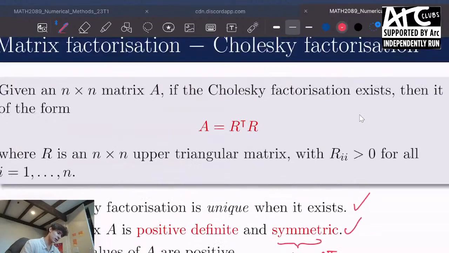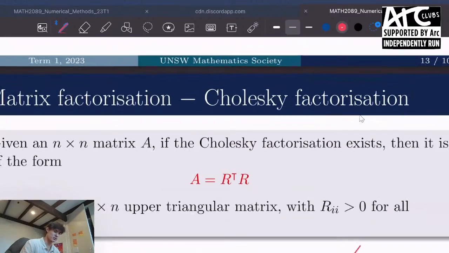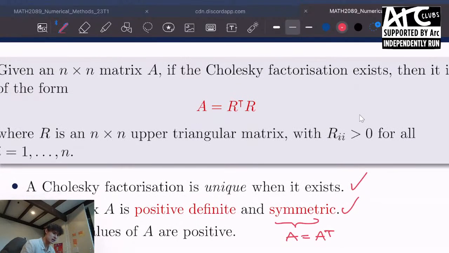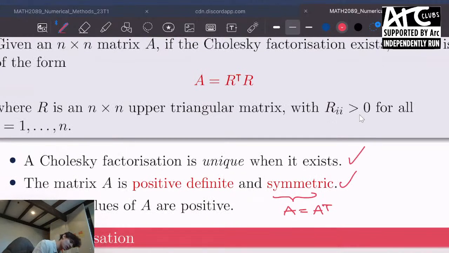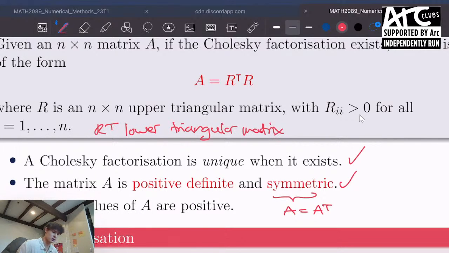So now, in terms of a Cholesky factorization, what exactly is it? Well, it's a factorization of the form R transpose times R. Now, R is an n by n upper triangular matrix, the same as what we had in that LU example, but only positive values inside. Now, R transpose is going to be a lower triangular matrix. So what we have is, again, a lower triangular matrix and an upper triangular matrix multiplied.